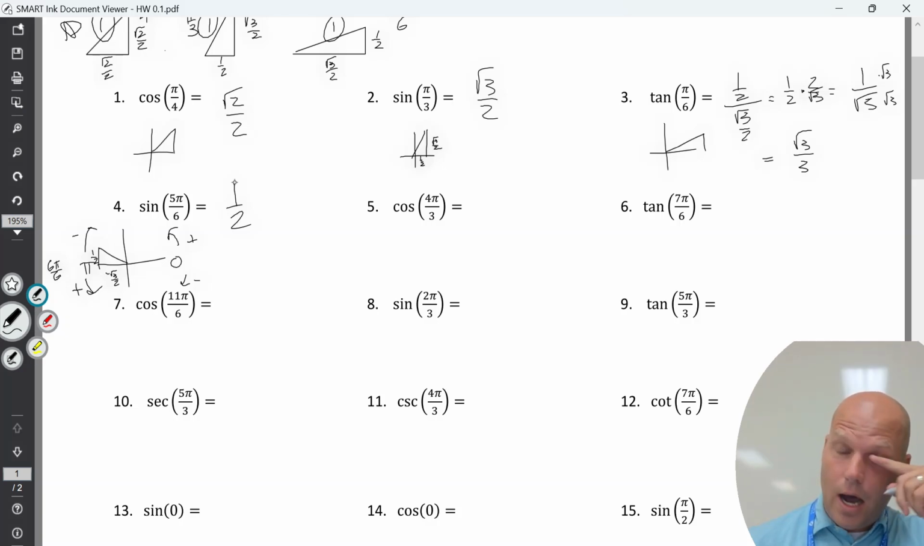Again, sine, SOHCAHTOA, opposite over hypotenuse. The opposite is a half. The hypotenuse is 1. I don't have to worry about that 1. Okay, so finding the location is very important.